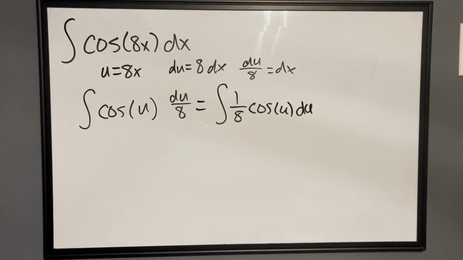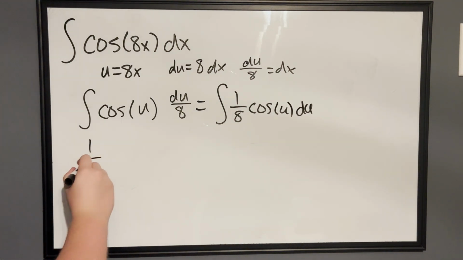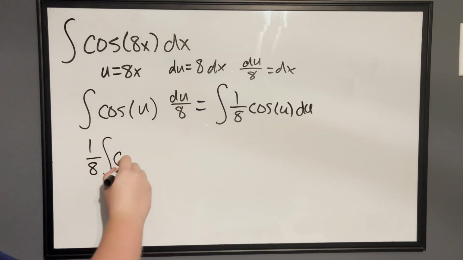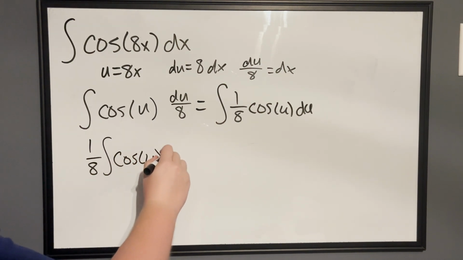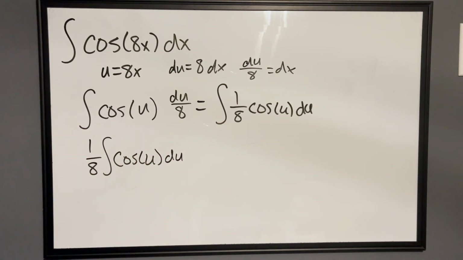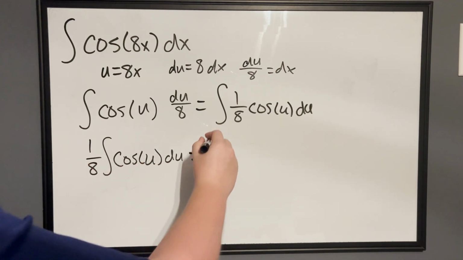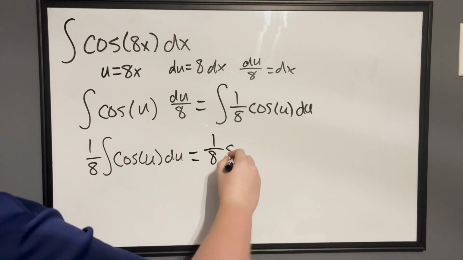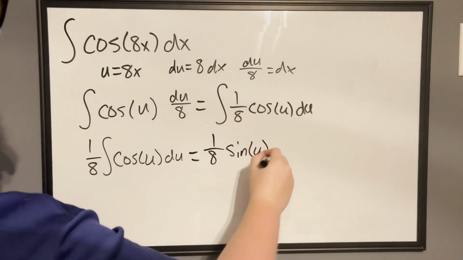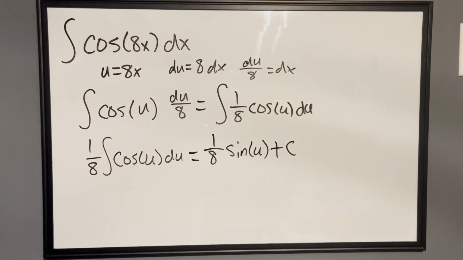And with that 1/8, it's a constant, so we can pull it out to the front. So we have 1/8, the integral cosine of u, du. And this is something we know how to work with. The u is just one variable, so we're able to integrate that just in the normal way. So the 1/8 stays there, it's just a constant. So we have 1/8 sine of u plus c. So that's the fourth step. And so now the final step, we're just going to plug in our 8x back in for u.